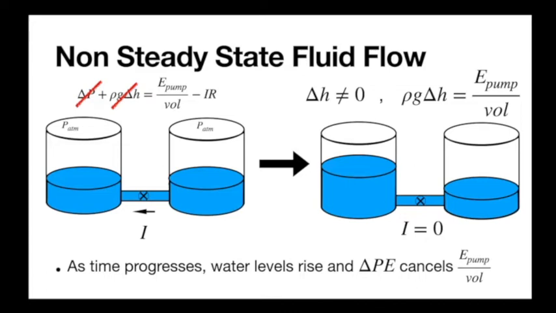Now there's no flow rate, but this equation shows us that it will come to equilibrium when we have a balance between E pump and delta H. Right? The stronger the pump, the higher that delta H will be when they reach equilibrium, but we can only pump so much water so that the height and the difference in potential energy density is equal to the energy density added from the pump.